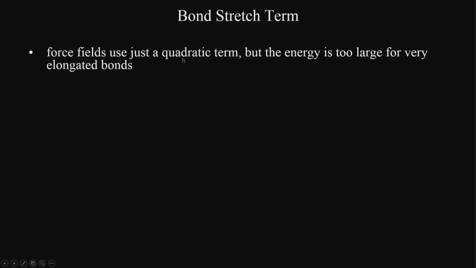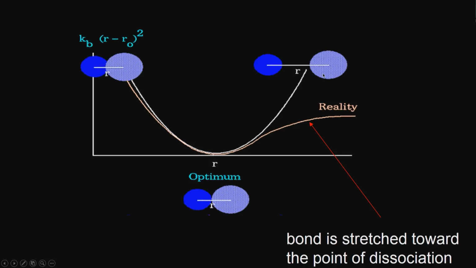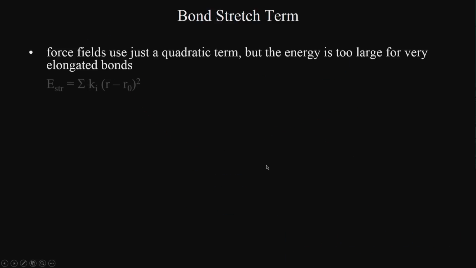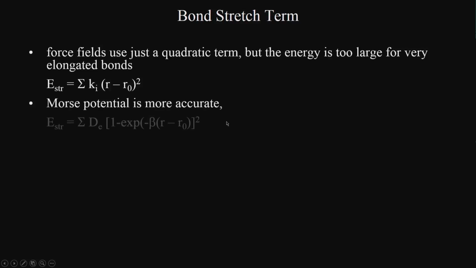Again, generally we use a quadratic term as I showed you, but the energy can be very large for very elongated bonds. For example, as you can see here, the energy goes up like a parabola. So, the energy numbers go up even if there is a small change in the R minus R naught. So, quadratic has that problem, especially for elongated bonds. There is something called Morse potential, which is more accurate. The term for that is like this: E stretching is equal to summation of dE times 1 minus exponent of minus beta, R minus R naught, whole square.